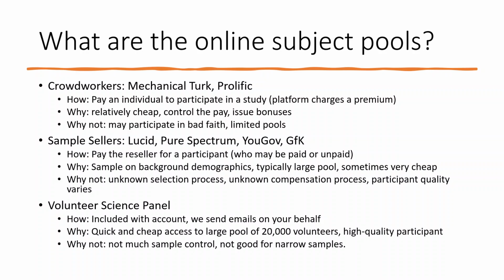You can control the pay. So if it's $5 for the survey, they get $5. This is very different from the sample sellers, where you have no idea whether anybody's going to get paid, or whether they're getting paid at all. And lastly, really importantly, you can issue bonuses. So if you're doing economic research and you want to pay people that extra buck for winning the game, you can do that on Mechanical Turk and Prolific. You can't do that on sample sellers, and generally you can do it at the Volunteer Science panel, but it's not as easy. So bonus payments are a really important feature for crowd work.